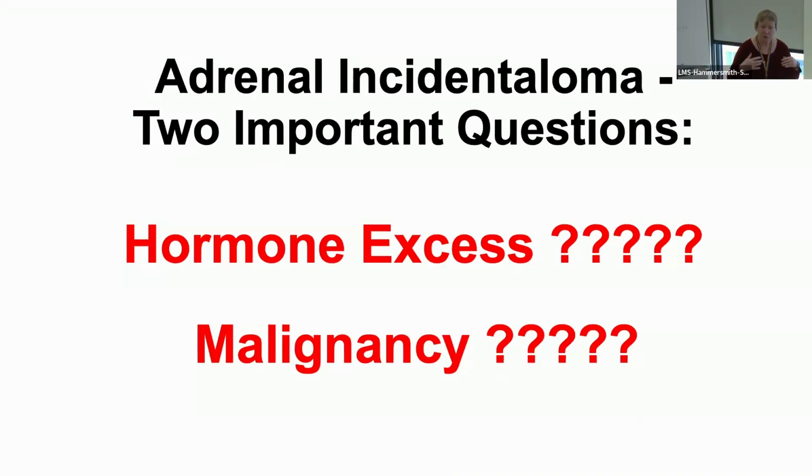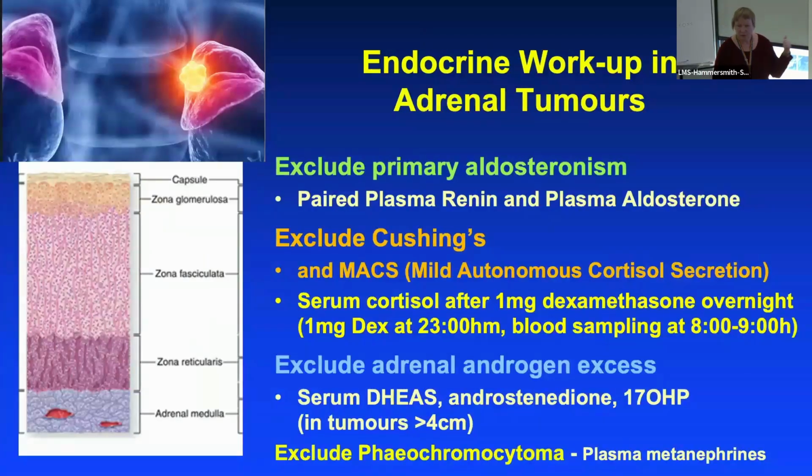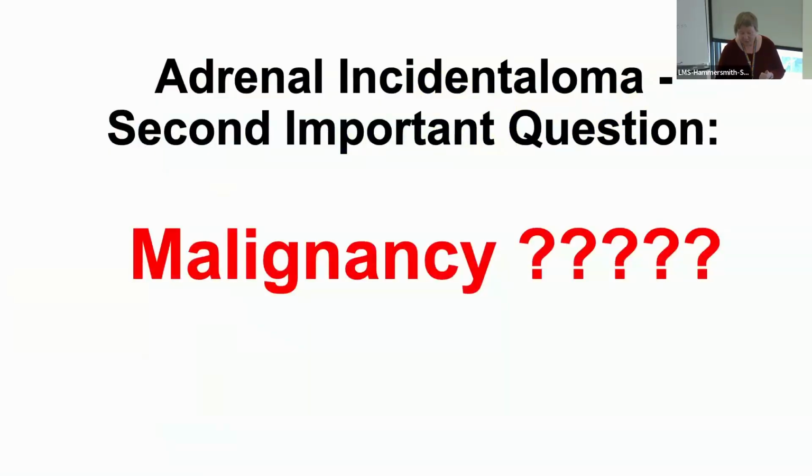But still, 5% of those patients who undergo workup in specialist centers are diagnosed with adrenocortical carcinoma. For hormone excess, we have relatively well-established protocols for how we exclude primary aldosteronism, cortisol excess and androgen excess, as we heard. But malignancy is definitely another problem.